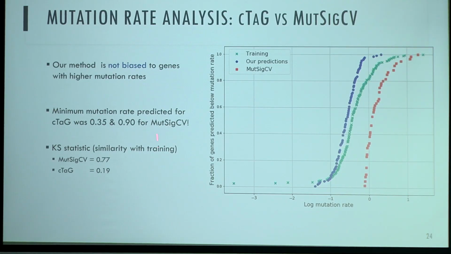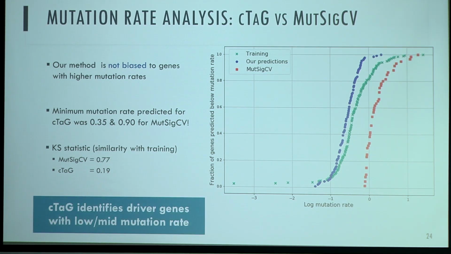MutSigCV is one of the top tools that currently exists, and there is quite a lot of divergence between what you see in the predictions of MutSig and what is actually in the training data even. So there is quite a bit of deviation. That's because of the bias. Undoubtedly, it's a great method, but there's still a lot of bias towards background mutation rates in existing methods.